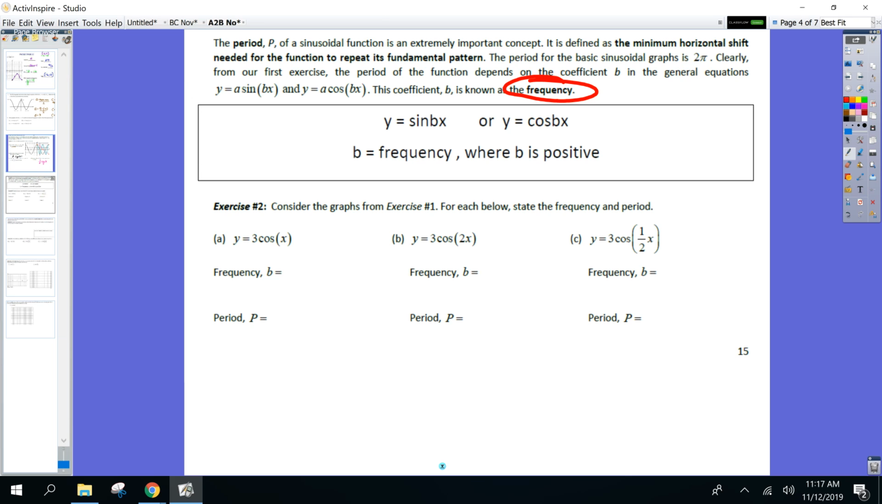It will always be the number out in front of the x. Okay? We call it the b value. You got the a value out in front, the b value with the x, and then whatever is your shift, that's my c value. Okay?